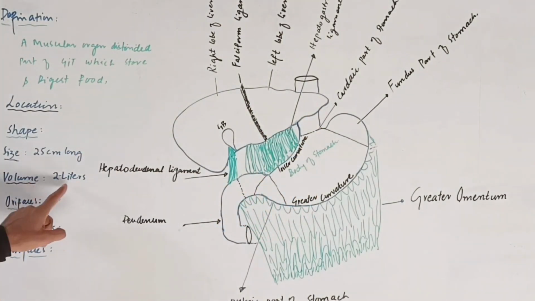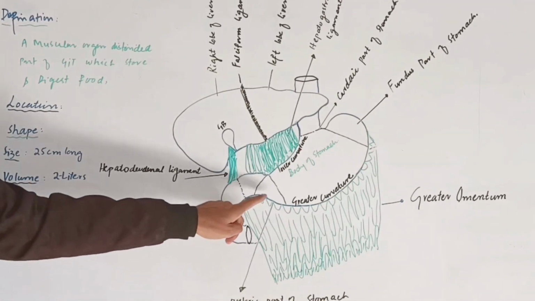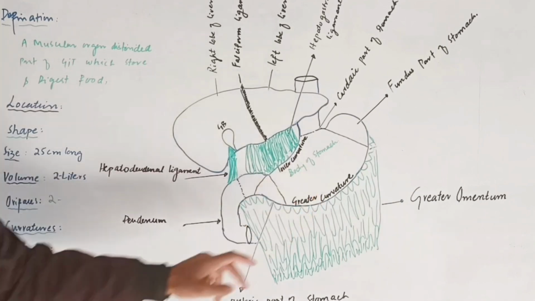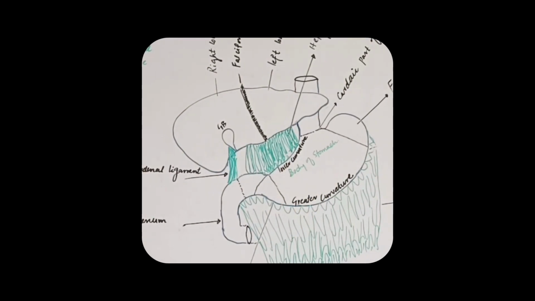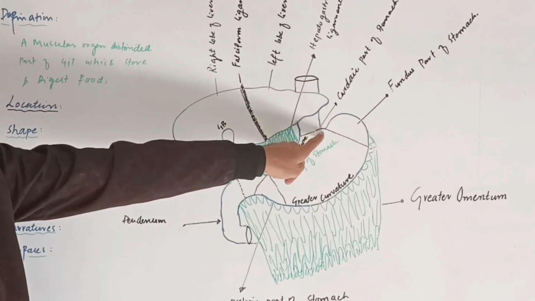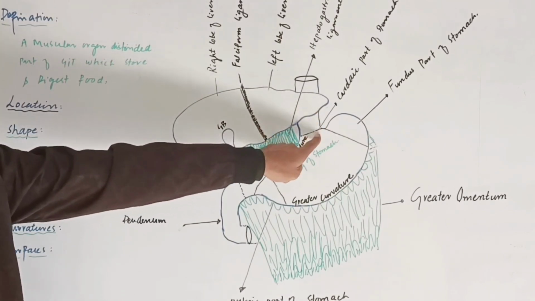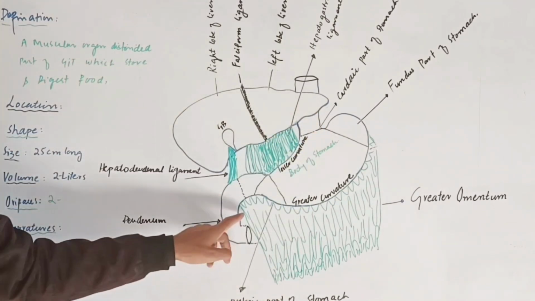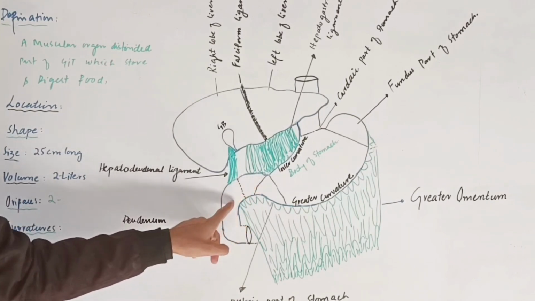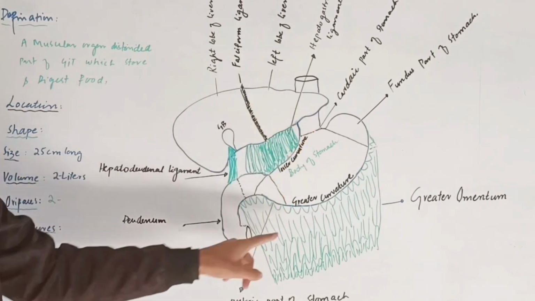Now the volume of the adult stomach is normally about 2 liters. The stomach is muscular, so it can be extended and the volume can be increased. Now the orifices, there are two orifices. One is the cardiac orifice, in which the esophagus opens into the stomach. The other is the pyloric orifice, in which the pylorus of the stomach opens into the duodenum. So there are two orifices.